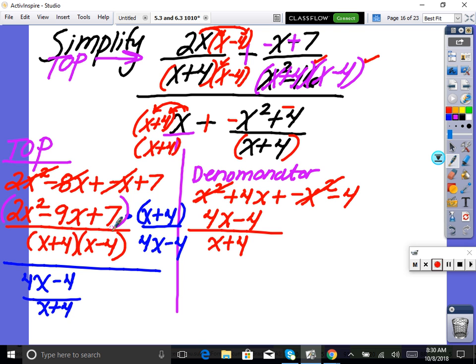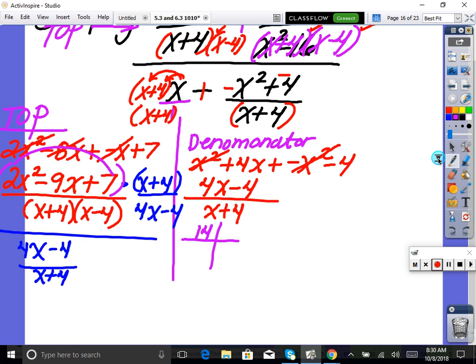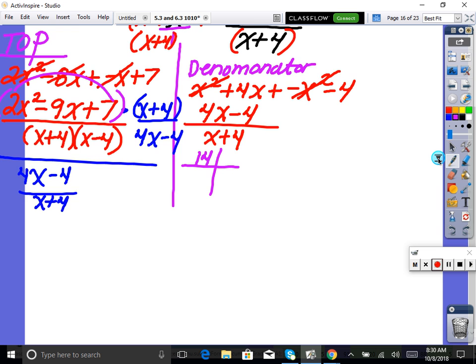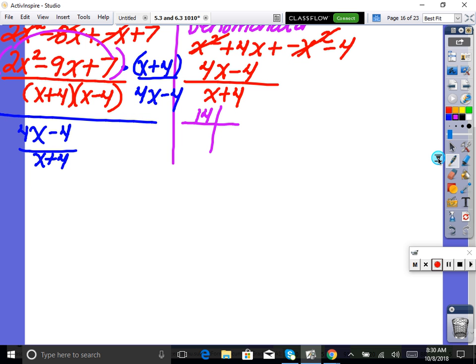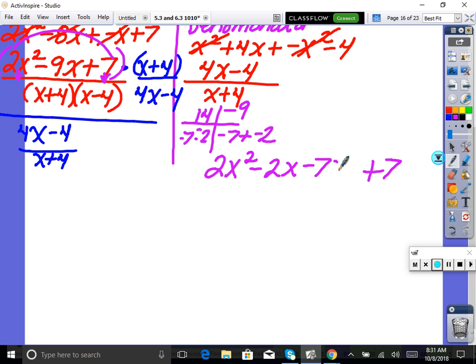It multiplies to be a times c, which is 14, and adds up to be... I need some room to write, it looks like. Okay, what multiplies to be 14 and adds up to be negative 9? Negative 7 and negative 2. Now we have the long factor, so we have a 2x squared, and we have a plus 7, and we break our middle term down as those two factors. So minus 2x minus 7x.